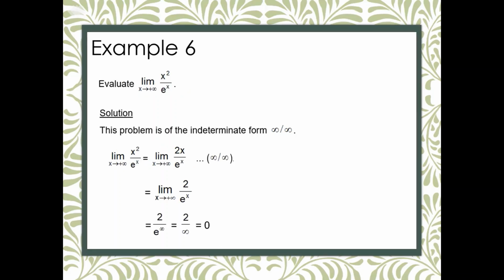Refer to example 6. By direct substitution, it leads to infinity over infinity form. Differentiate x squared is 2x, and differentiate exponent x is exponent x. Replace the x with positive infinity, it still leads to infinity over infinity, meaning you need to apply the L'Hopital rules once again. Differentiate 2x is 2, and differentiate exponent x is exponent x. Replace the x with infinity, you will obtain 0 as the final answer.